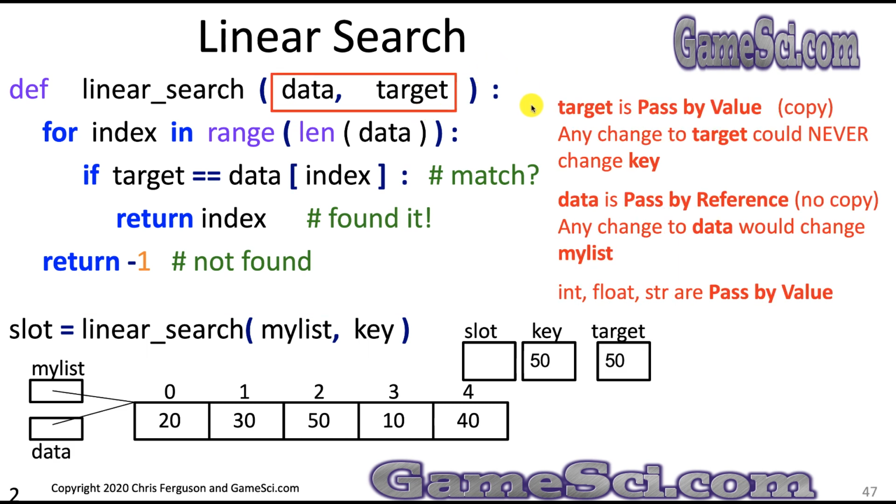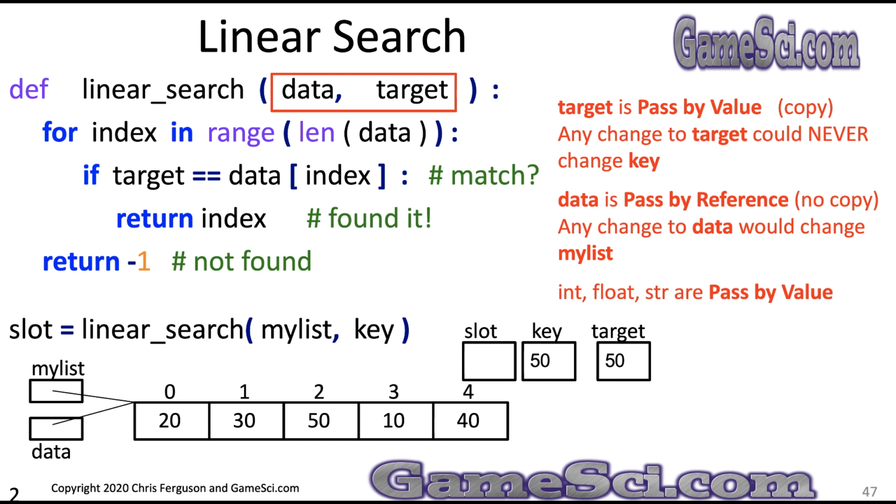It's important to know that target is passed by value. It's a copy. Any change to target would never change the key. Data is passed by reference. No copy of the list is made. Any change to data would change my list. If you pass a list as a parameter to a function, be careful. Anybody you pass a list to could possibly change your list. Now, I didn't do it in this example because linear search has no business changing the list, but keep in mind it is possible.